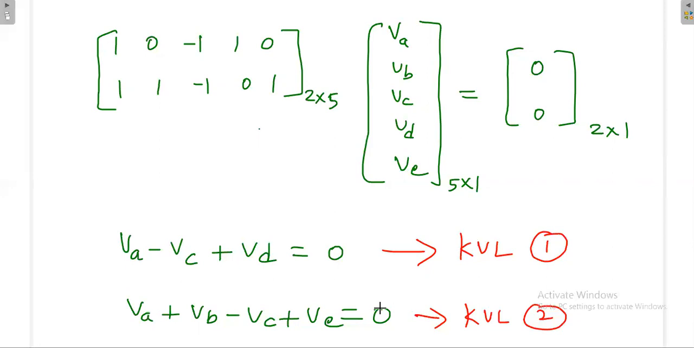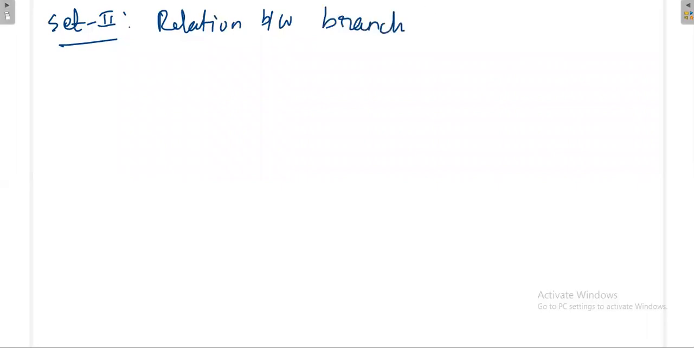How many independent loops are there? In this case, only 2 independent loops, so you can make two equations by applying Kirchhoff's voltage law. The next one is set 2. In set 2, we are trying to make a relation of branch current with the loop current. So this is the relation between branch current and loop current.